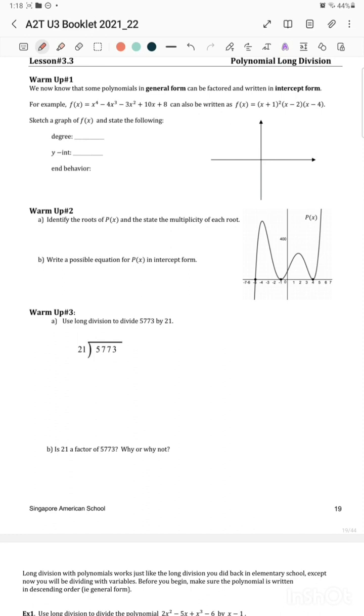We now know that some polynomials in general form can be factored and written in intercept form. So what will be the degree? For example, state the graph f of x. Let's say the following: -1, +2, +4. So -1 has root 2 multiplicity, and finding y is equal to 1, -2, +8.